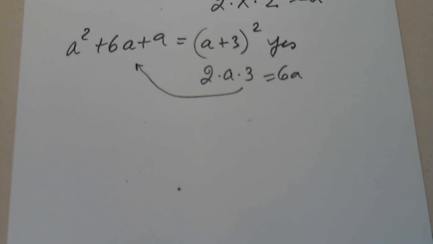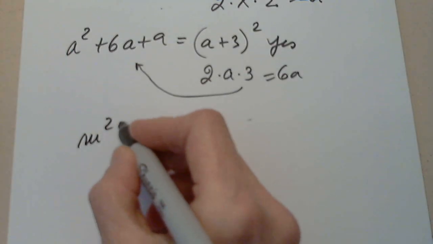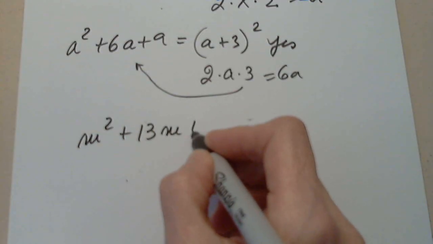Okay, so now we are finally getting to this type. This type means a special product is not applicable. Okay, so I'm going to start with the first one to explain the method. m squared plus 13m plus 42.